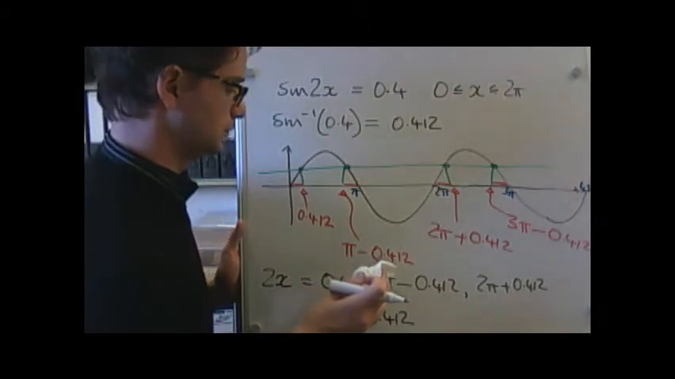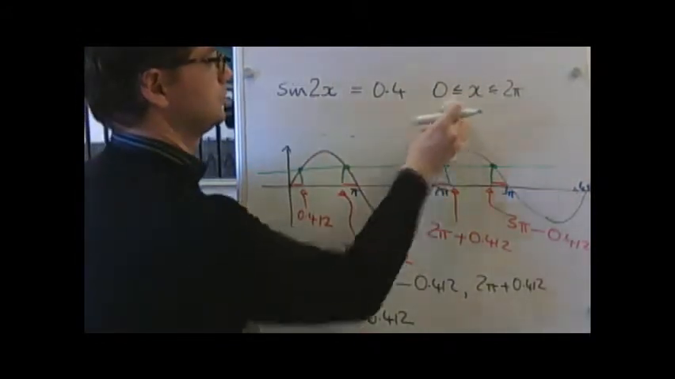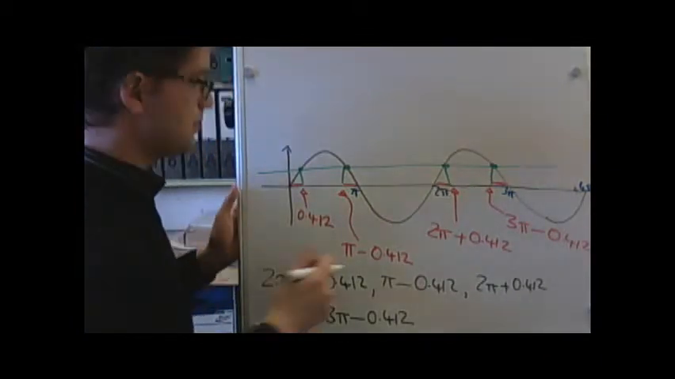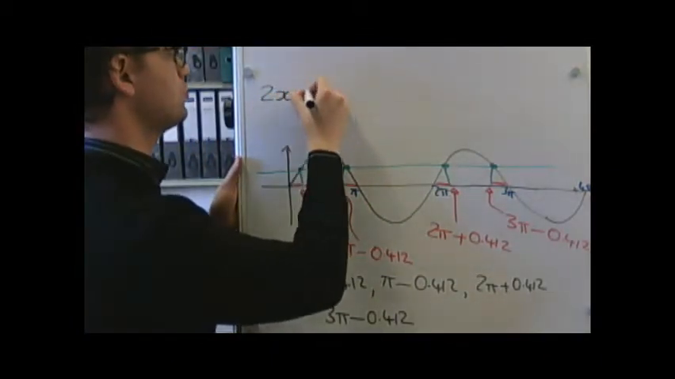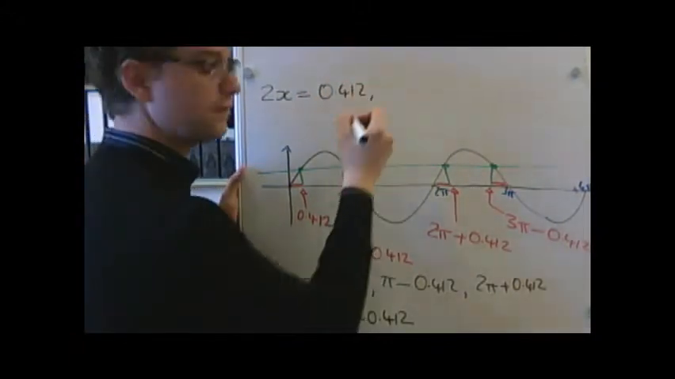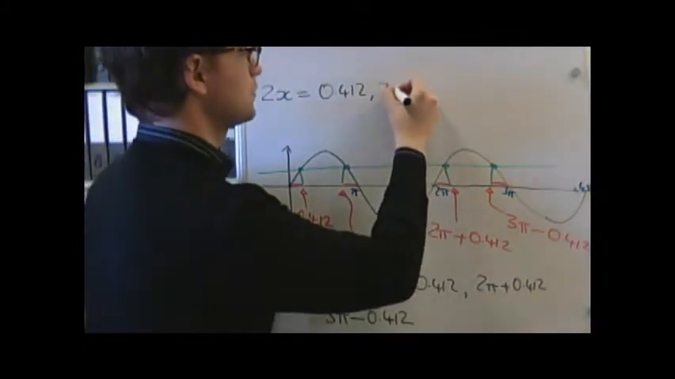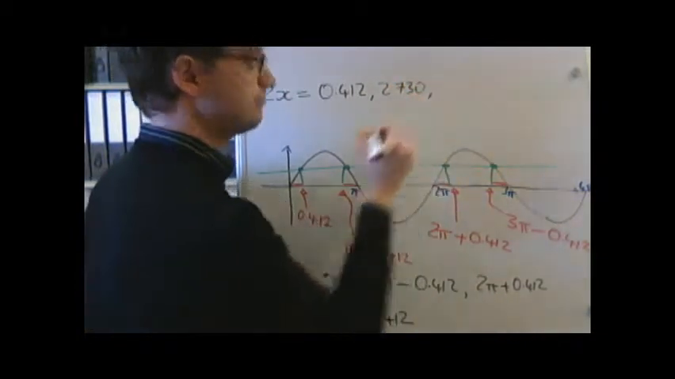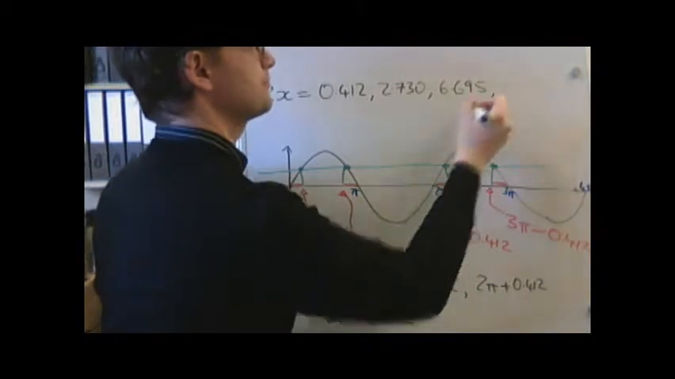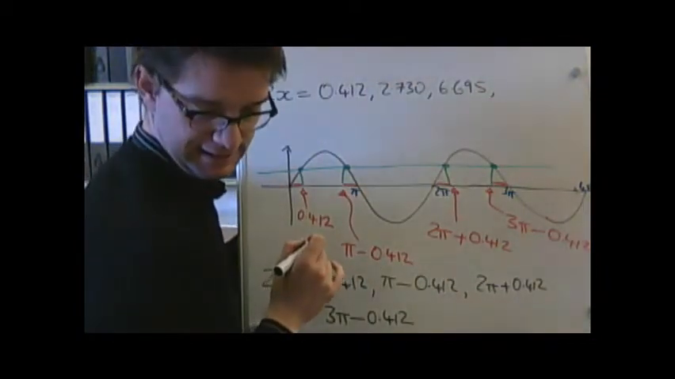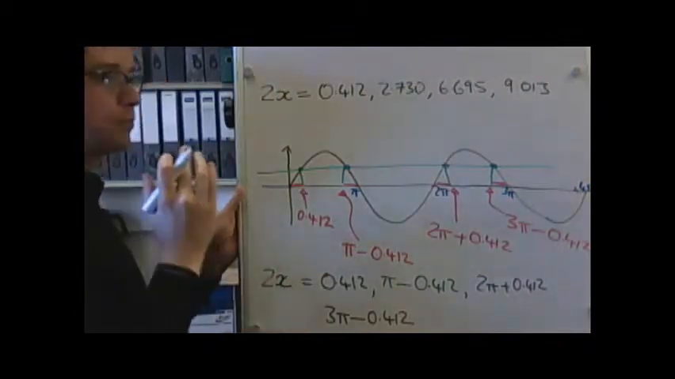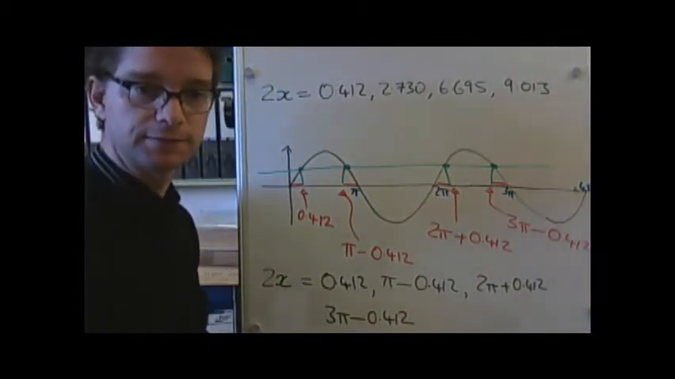So, if you do the arithmetic there, I think you should get this. You should get 2x equals 0.412, 2.730, 6.695, and 9.013 are your possible values of 2x.